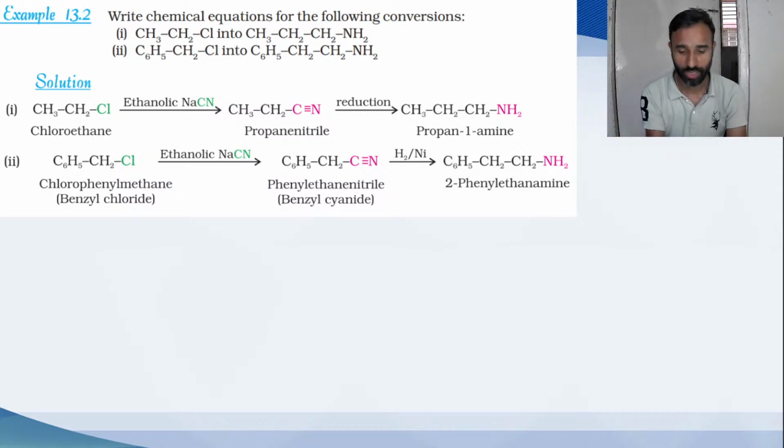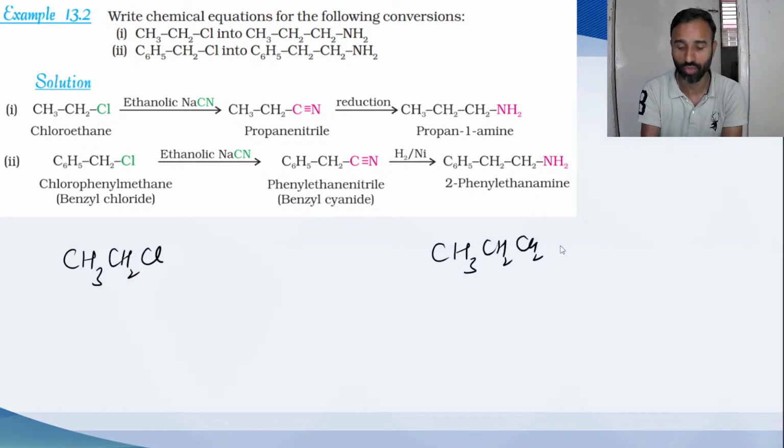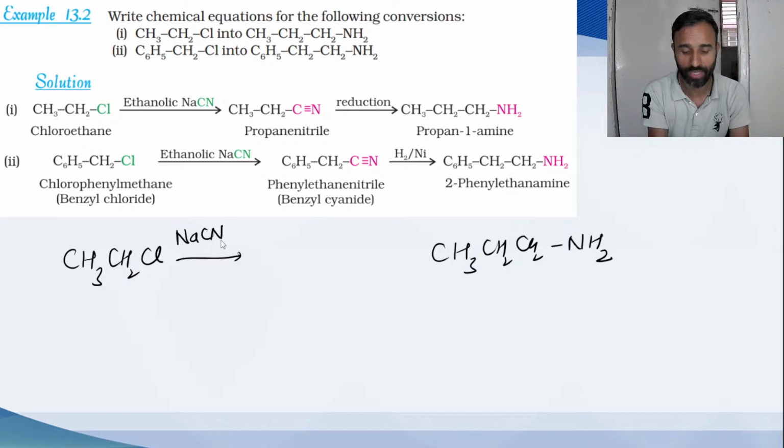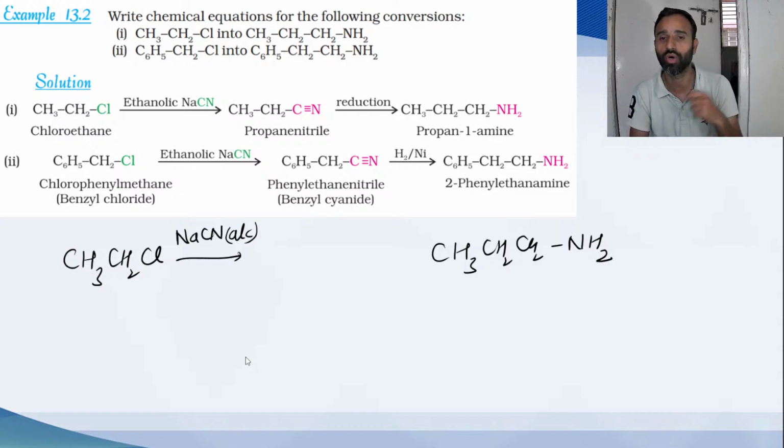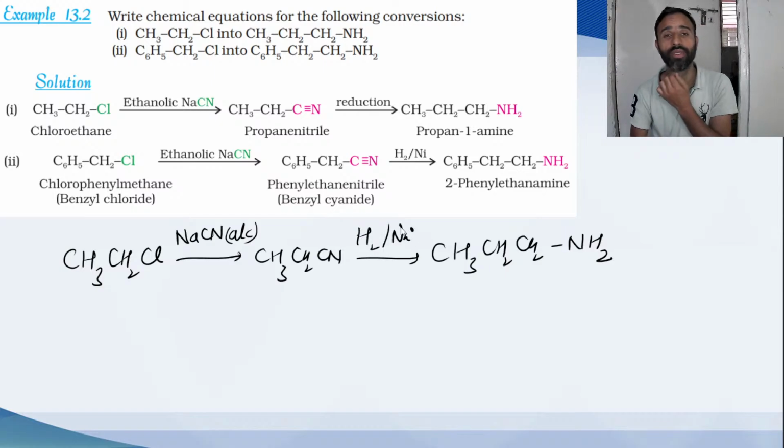See, now CH3CH2Cl, convert it into CH3CH2CH2NH2, which means we have to increase the number of carbon atoms. To increase carbons, keep in mind we always use NaCN, alcoholic NaCN, and to decrease we use Hoffmann bromamide degradation. So Cl is replaced by CN, and then we just reduce it by H2/Ni, sodium amalgam and ethanol, or lithium aluminum hydride, and we get the product.